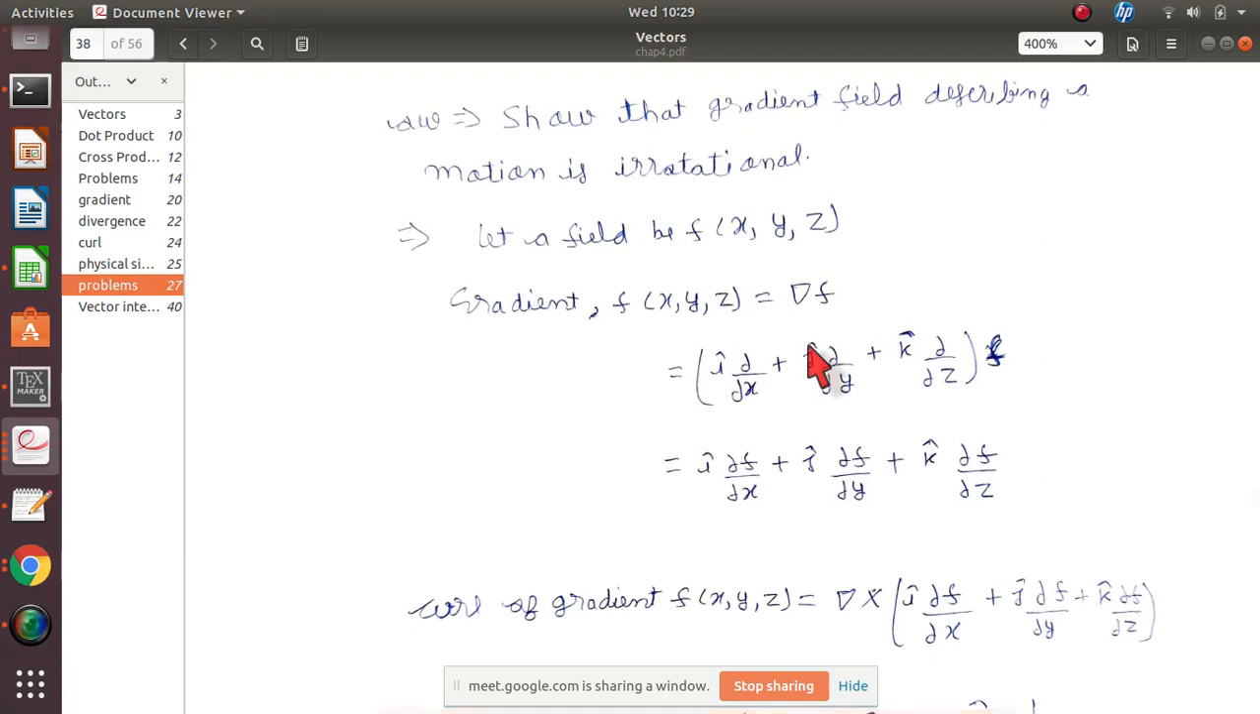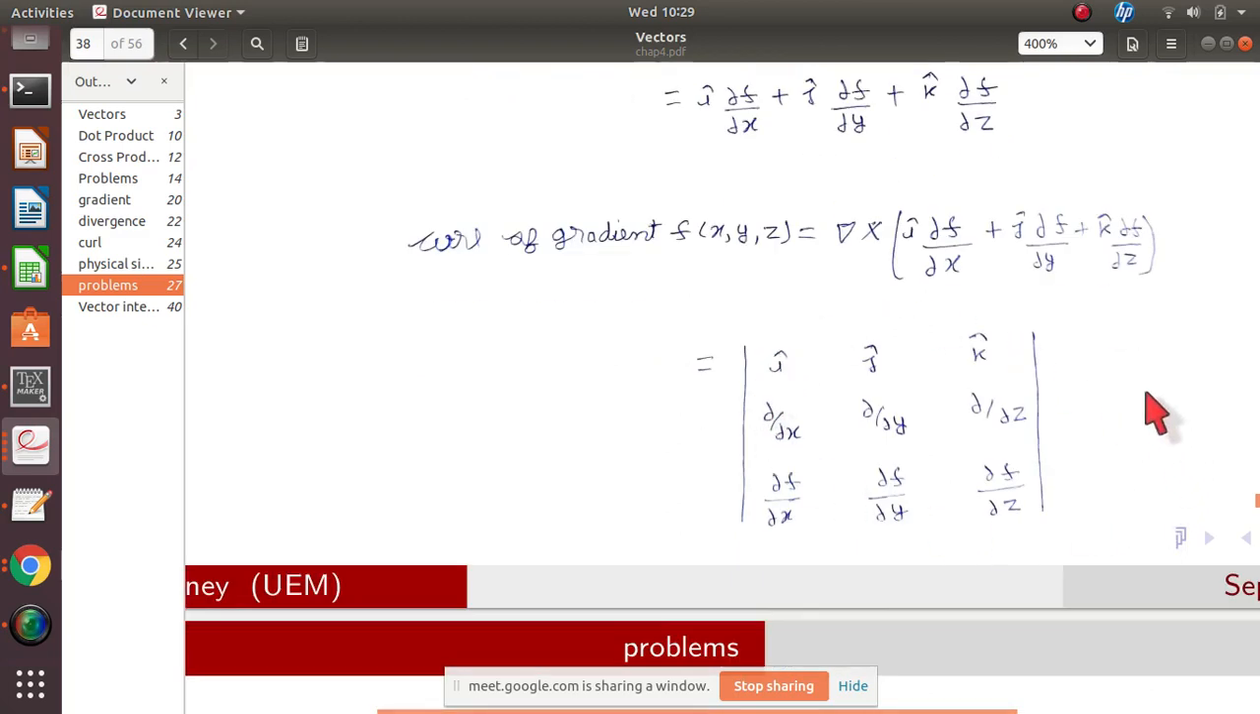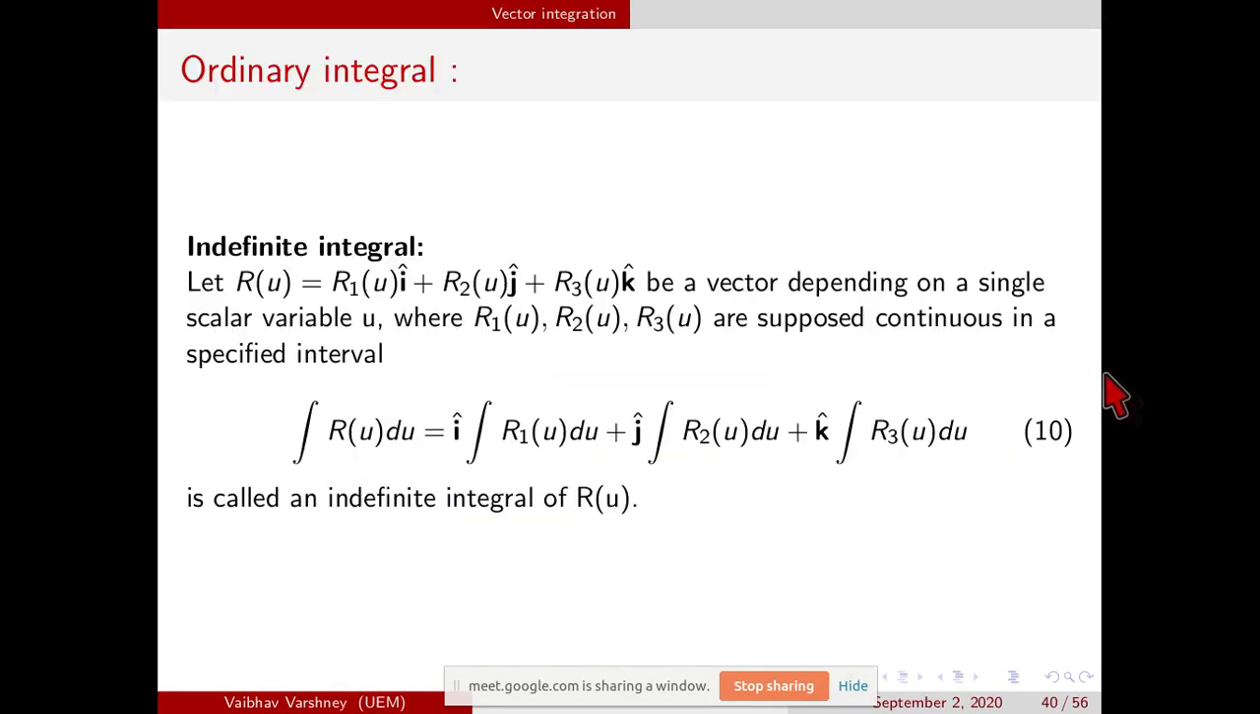So, okay, that's what I am doing. This is the gradient, then we are calculating the curl of the gradient. So this is the matrix form.